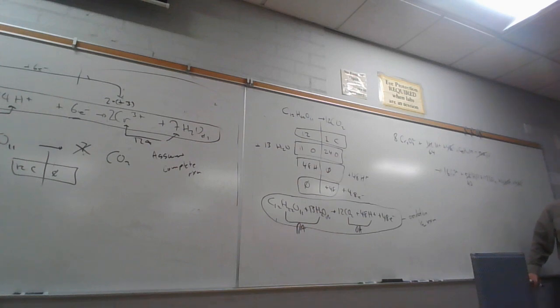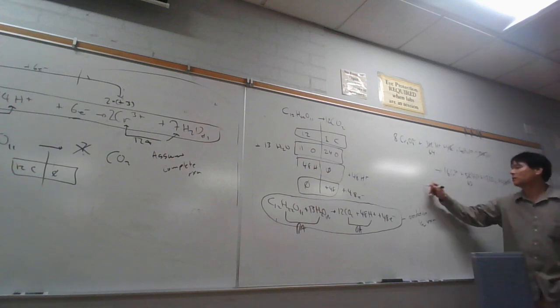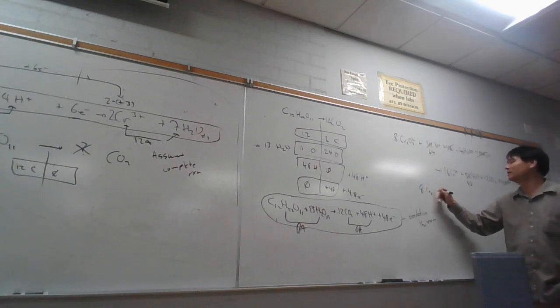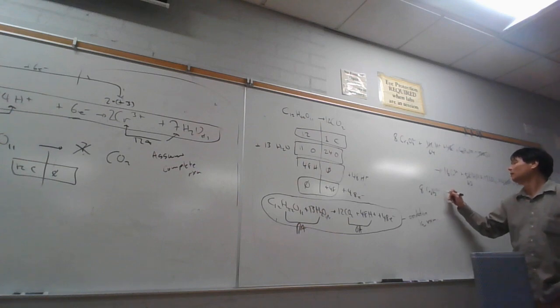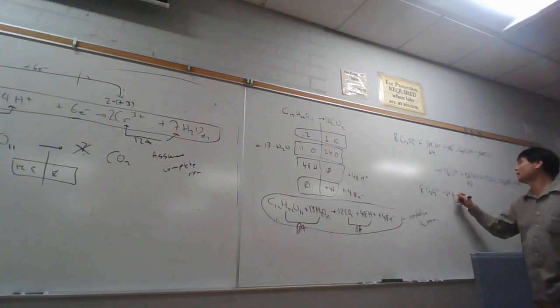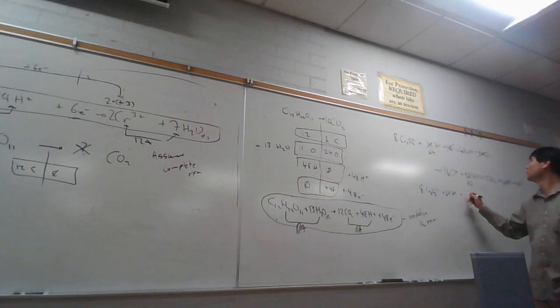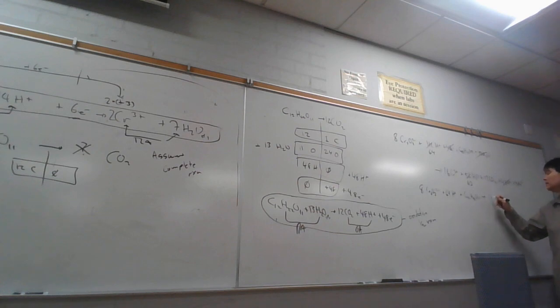Anything else cancel? No. And so I'm going to have 8 dichromates plus 64 H plus 1 sucrose yields 16 Cr3+, chromium 3 ions, plus 43 water plus 12 CO2.